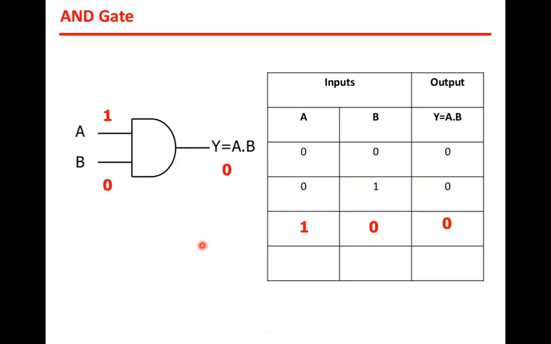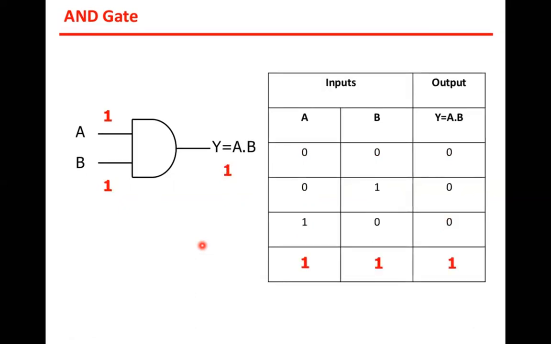Now I'll give both the inputs as 1 and 1, the last combination. So 1 dot 1 is how much? The output is 1. You can see that 1 dot 1 is 1. It means, if you go back and understand the previous definition for the AND gate, the output is in one state when all the inputs are at one state. Got it? Because we have taken all the inputs in one state, the output is 1.